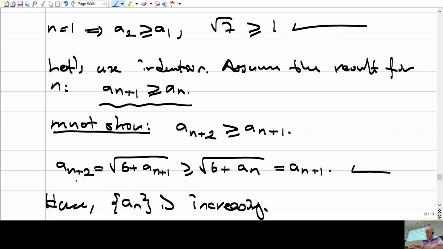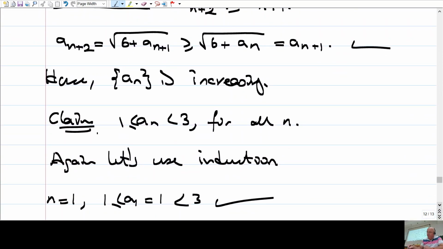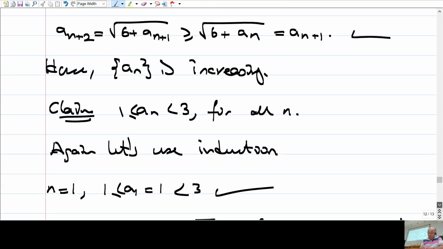And how can we do this? We write down a(n+2), that is square root of 6 plus a(n+1). But this a(n+1) is larger than an by the assumption. Therefore, if I replace this a(n+1) by an, I get something smaller. But this is just a(n+1), so a(n+2) is larger than a(n+1). So that's the proof that an is increasing. And then we claim that an is between 1 and 3, always.